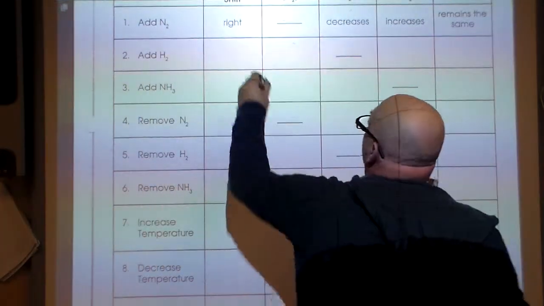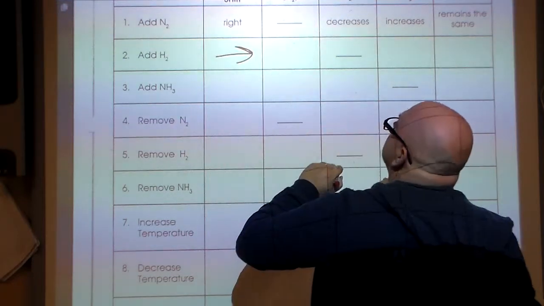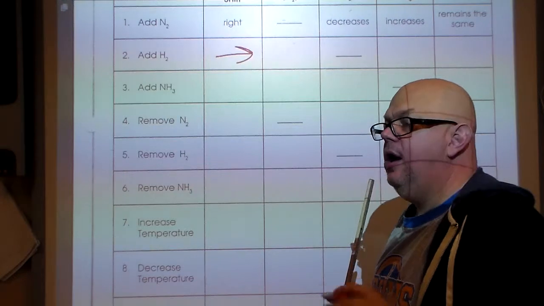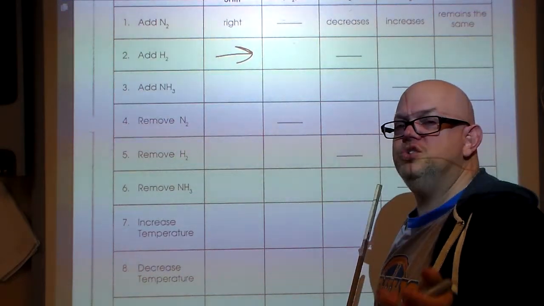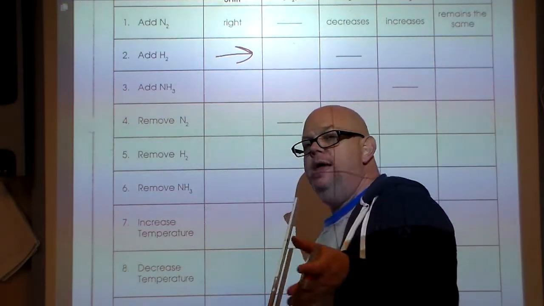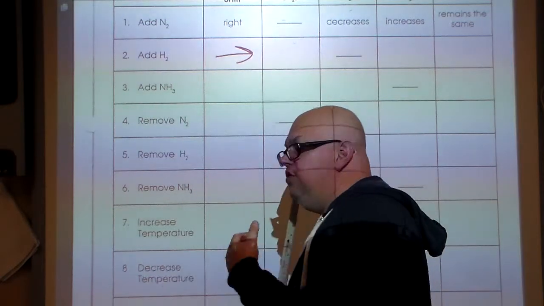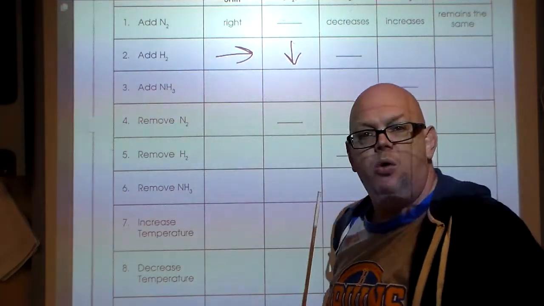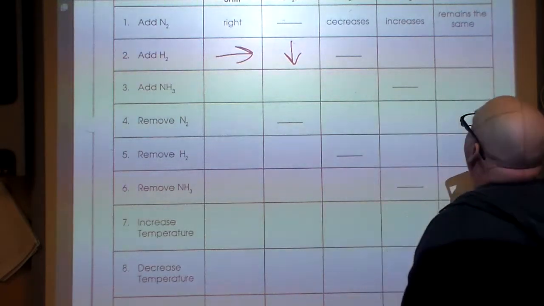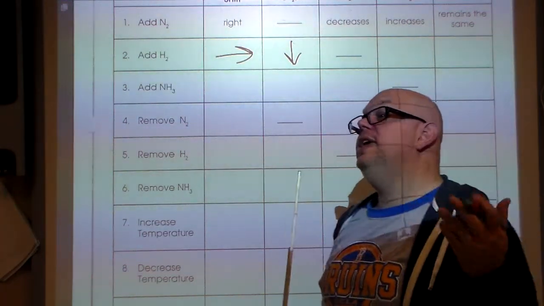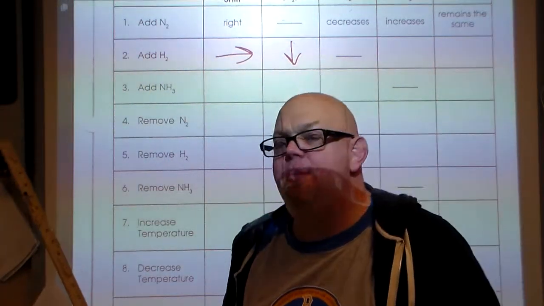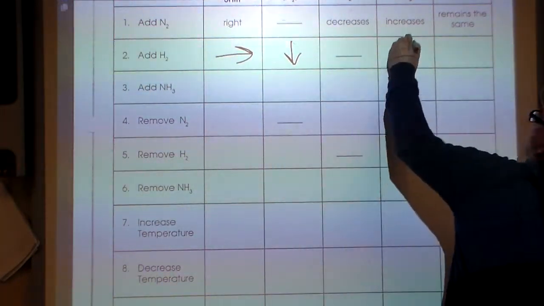So the reaction is going to shift to the right, okay, and what's going to happen to the concentration of the nitrogen? Well, guess what? If you've added more hydrogen, the reaction is going to shift to the right. That means the concentration of our nitrogen is going to go down as well. Okay, well, what happens to the concentration of the ammonia? You're making more of it, and if you're making more, guess what? It goes up.